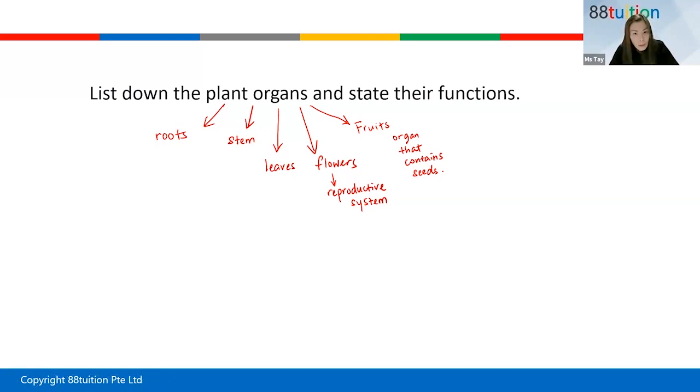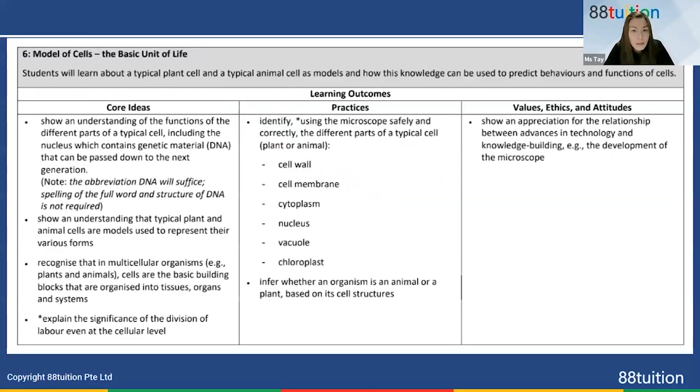So actually, I just wanted to show you this. I told you you can get your lower secondary science syllabus from the internet. So I just screenshot this page to show you what is required for this chapter. Learning outcomes, okay? These are the core ideas that you must have, and then the practices, then values, ethics, attitude. That part we can talk about later. We talk about cloning, then organ transplant. That's the ethics part.